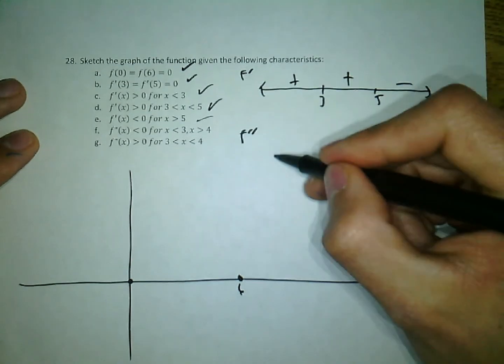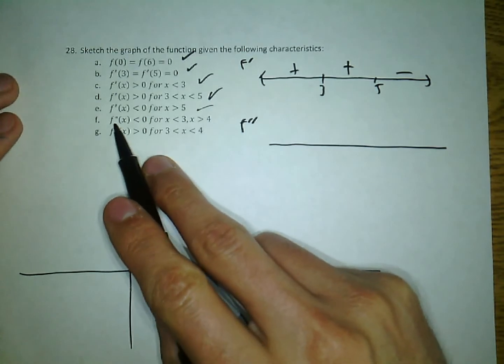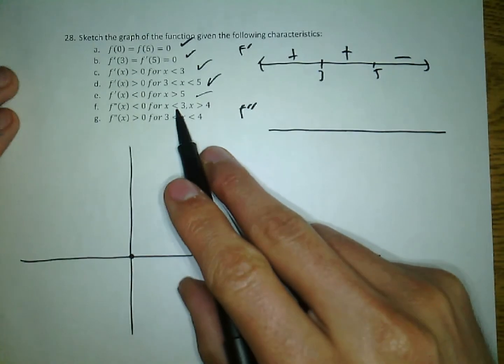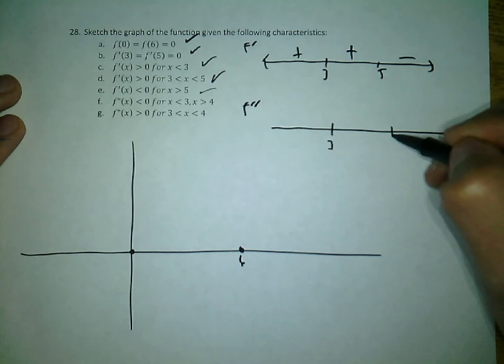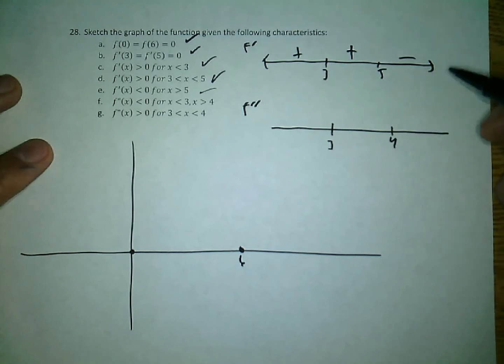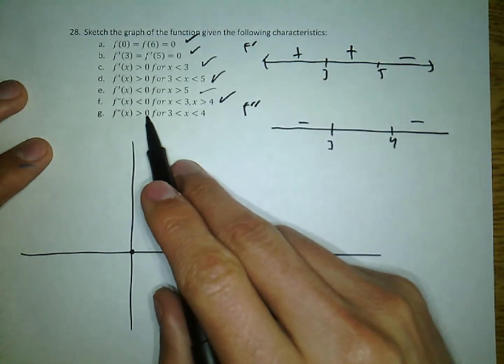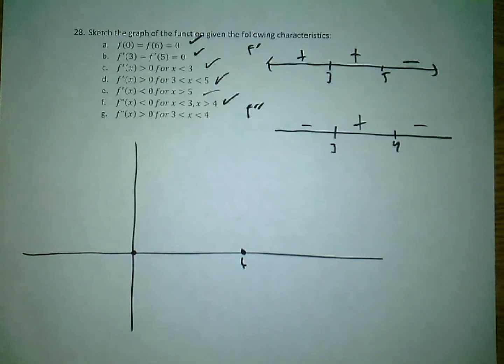Now f double prime, we've got the double derivative is less than 0 when x is less than 3, and for x greater than 4. So it's going to be negative and negative. And then the second derivative is bigger than 0 between 3 and 4, so it's going to be positive. So that's the concavity.